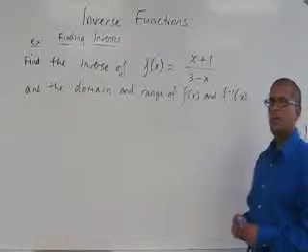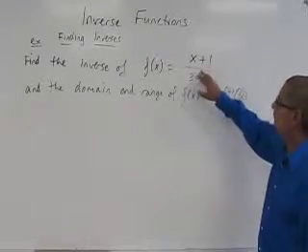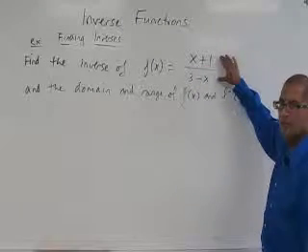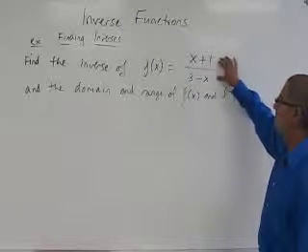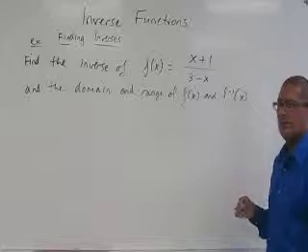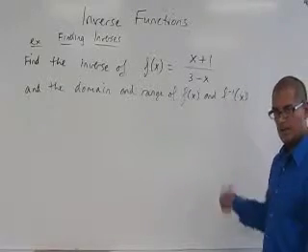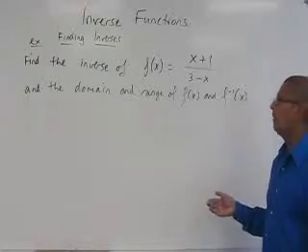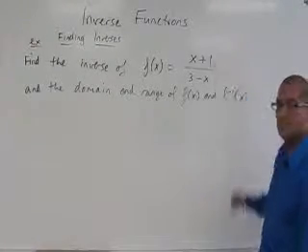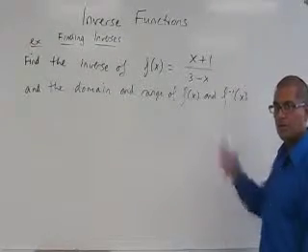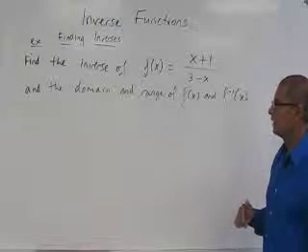So here's another example. We want to find the inverse of this rational function, f of x equals x plus 1 over 3 minus x, and the domain and range of each of those, of the function and of the inverse, which will also be a function. And you can check the graph of this, but it is 1 to 1. So the inverse is going to be a function as well.